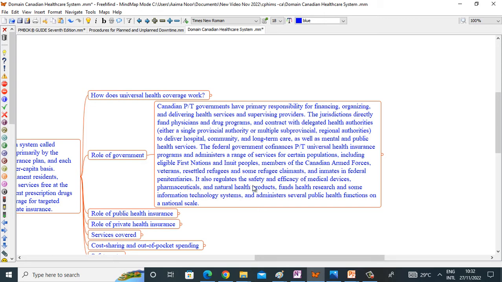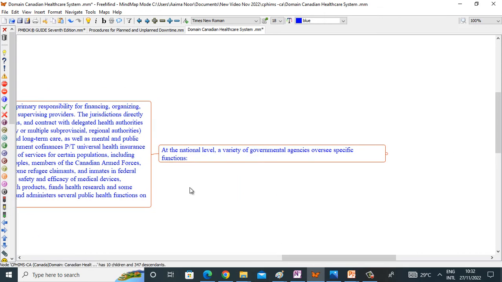It also regulates the safety and efficacy of medical devices, pharmaceuticals and natural health products, funds health research and some information technology systems, and administers several public health functions on a national scale. At the national level, a variety of government agencies oversee specific functions.